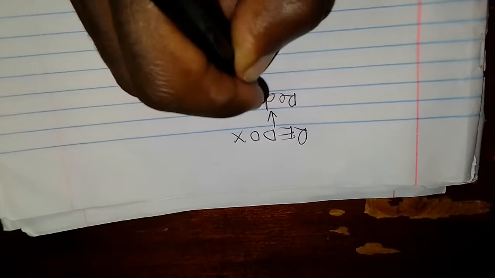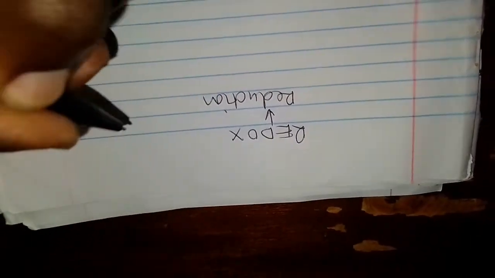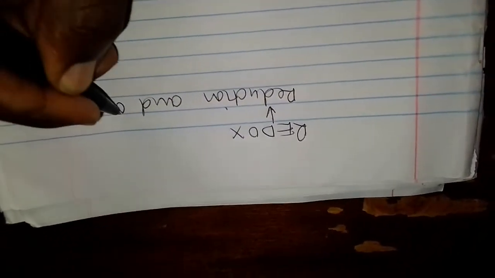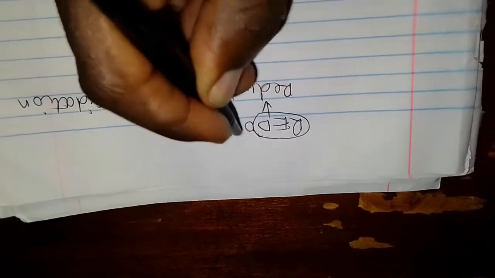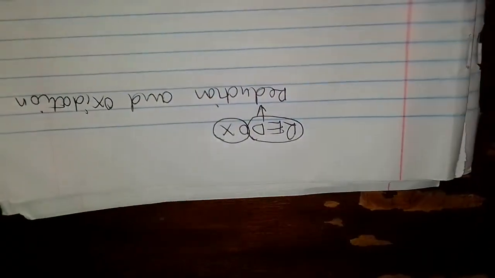Of course, the word redox comes from two different words that have different meanings, and that is reduction and oxidation. So we have reduction and oxidation. The two come together to form a word called redox.